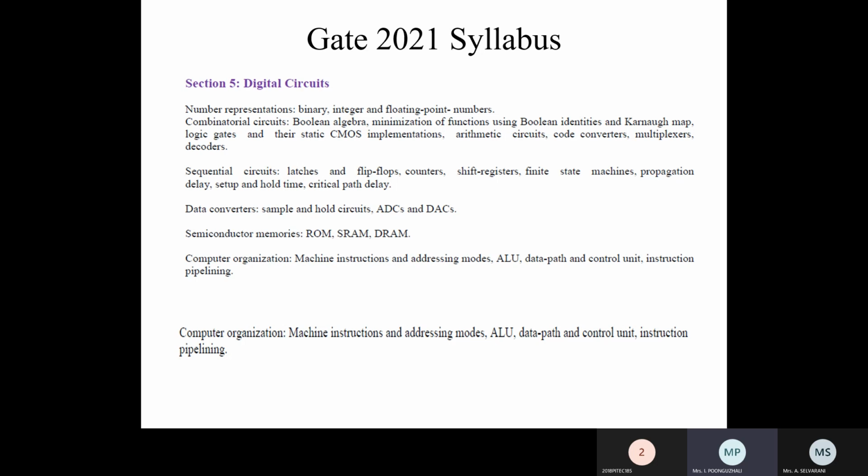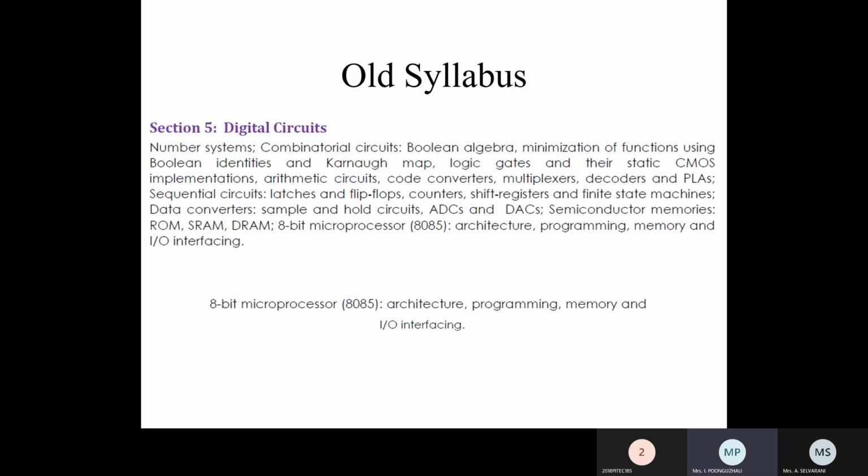Machine instructions and addressing modes, arithmetic logic unit, data path, that is the central processing unit, and the control unit, then instruction pipelining. This is the new syllabus which is there in the 2021 GATE syllabus. The old syllabus is also relevant, because all the questions which we are going to see can be based on the old syllabus, and I'll say how it will be asked in the new syllabus also.